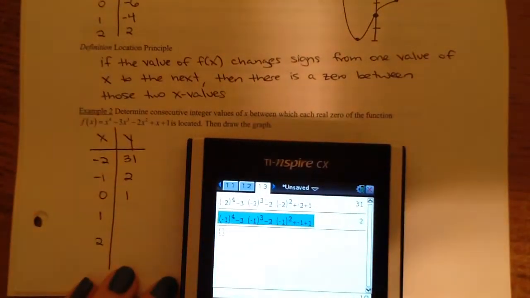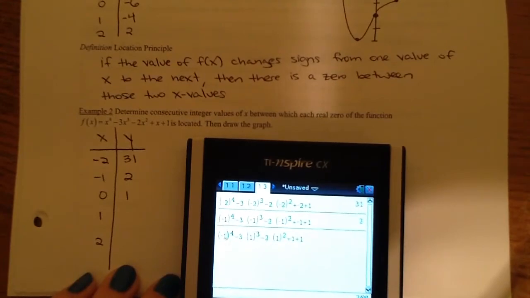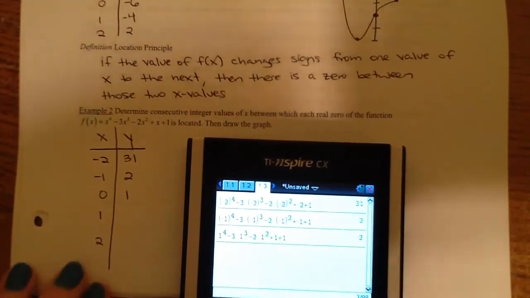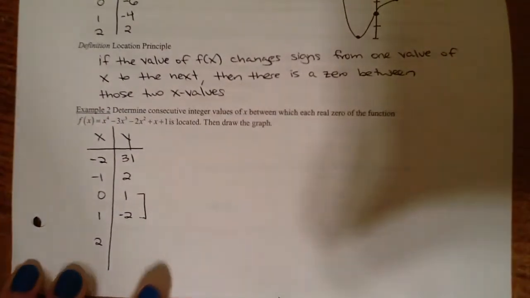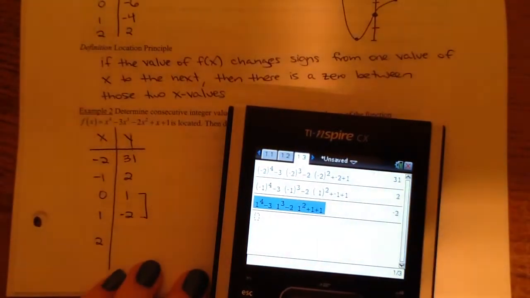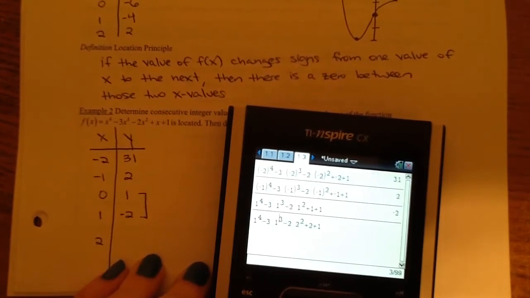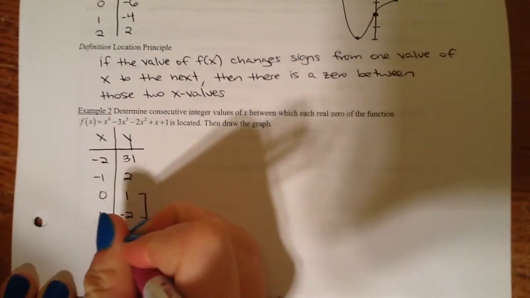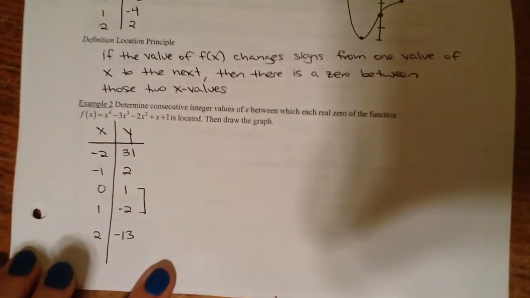Then let's plug in 1. So here I'm just going to get rid of those negative signs. Okay, so this is plugging in +1, and I get a -2. So we're going to have a 0 somewhere in there because there's a sign change. And let's plug in 2. Okay, so that gives me a -13. So what I see on here is just one x-intercept.